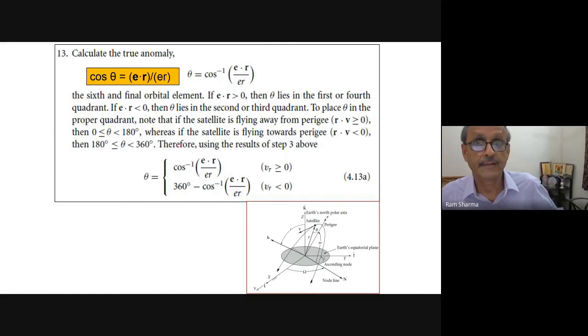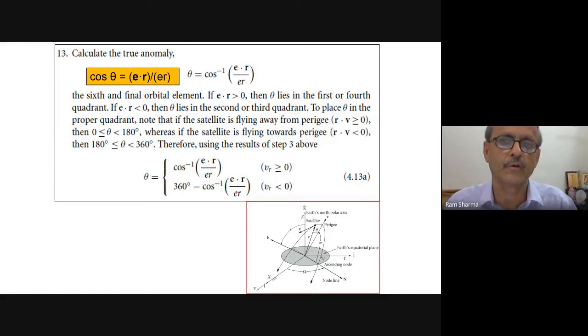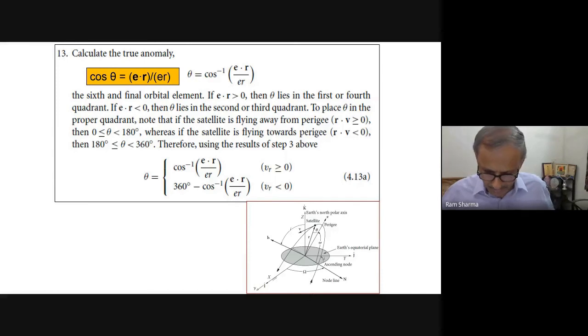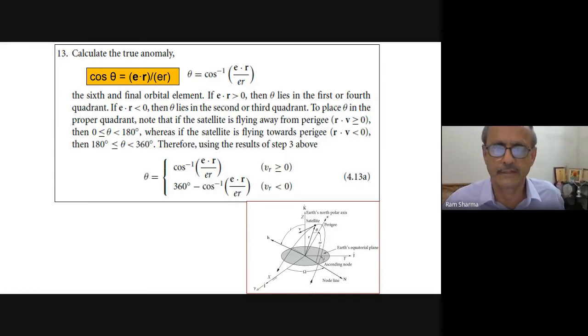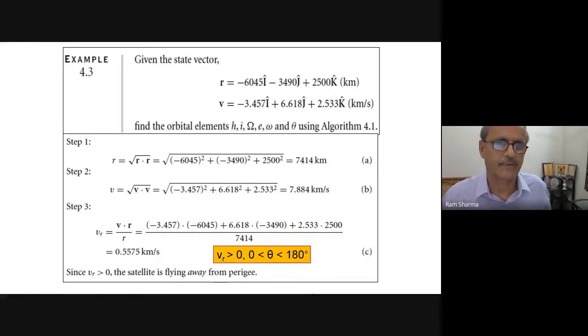When you calculate it, again the same thing. If it is positive, first quadrant or fourth quadrant, and if it is negative, second quadrant or third quadrant. And the radial velocity, V R dot V, if it is greater than 0, you are in the first quadrant or second quadrant, and if it is negative, third quadrant or fourth quadrant. So with that, you are able to calculate theta. These are the elements, because H is only calculated, and other parameters can be easily derived once you know those parameters.